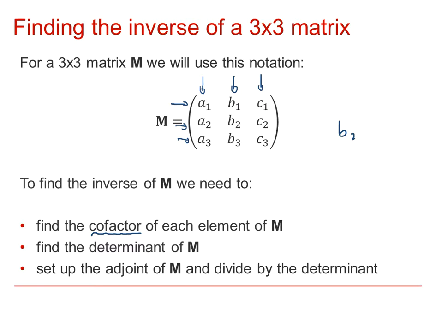Now in practice we tend to find the determinant first, because obviously we have the idea that if the determinant of M is equal to 0, then this is a singular matrix, and therefore no point in trying to find its inverse because it doesn't exist. So you can see there are several steps involved, so we're going to break this down into smaller parts and develop the ideas as we go along.